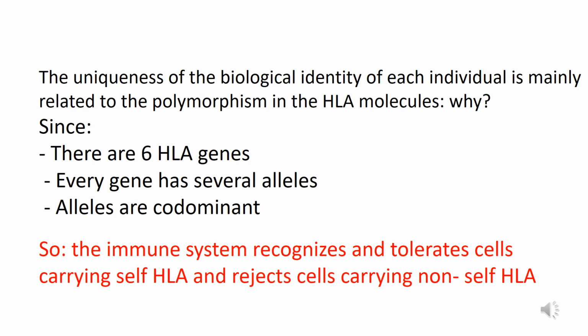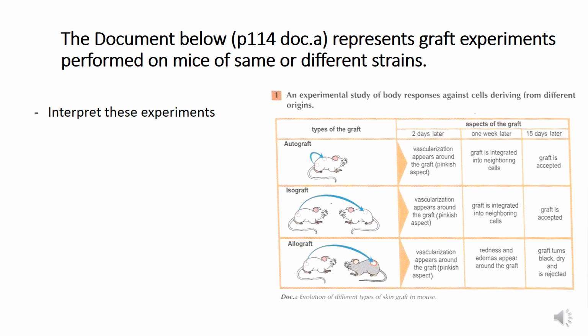So, the immune system recognizes and tolerates the cells carrying the self HLA, but it rejects the cells carrying the non-self HLA. To better understand how the immune system differentiates between self and non-self, these experiments are performed. Please look at document A, page 114. 3 types of grafts are considered here. Autograft, which is the transfer of organs from a part to another in the same body. Isograft, the transfer occurs between two genetically identical individuals, and allograft, where the transfer occurs between two genetically different individuals.